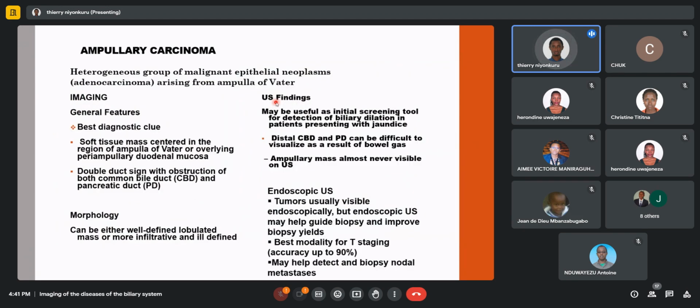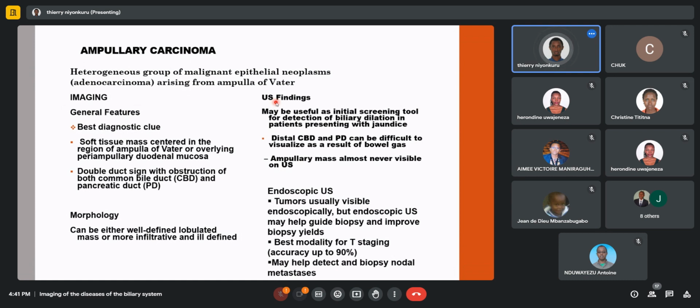There is ampullary carcinoma, which is a heterogeneous group of malignant epithelial neoplasms which arise from the ampulla of Vater. It is seen as a soft tissue mass centered in the region of the ampulla of Vater, overlying the periampullary duodenal mucosa. We will see a double duct sign, which represents obstruction of the common bile duct and the pancreatic duct. The mass may be well defined, infiltrative, or ill-defined.